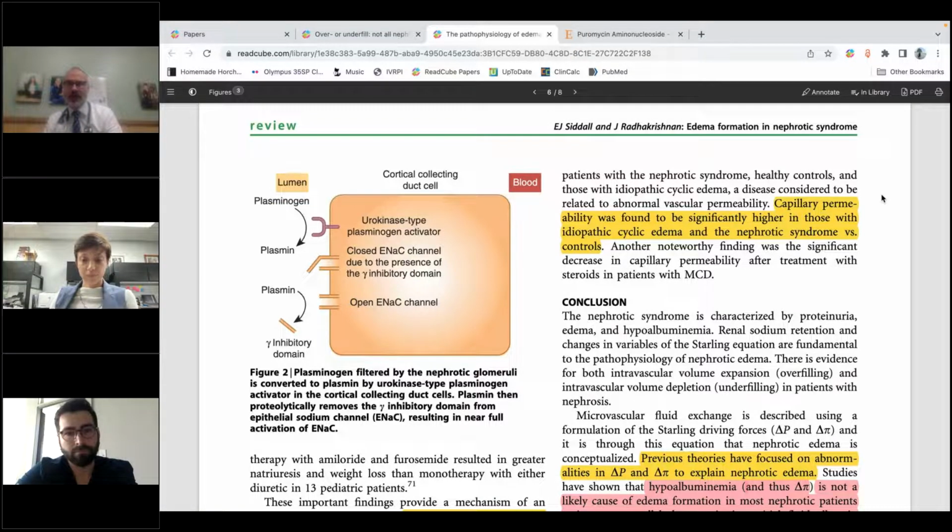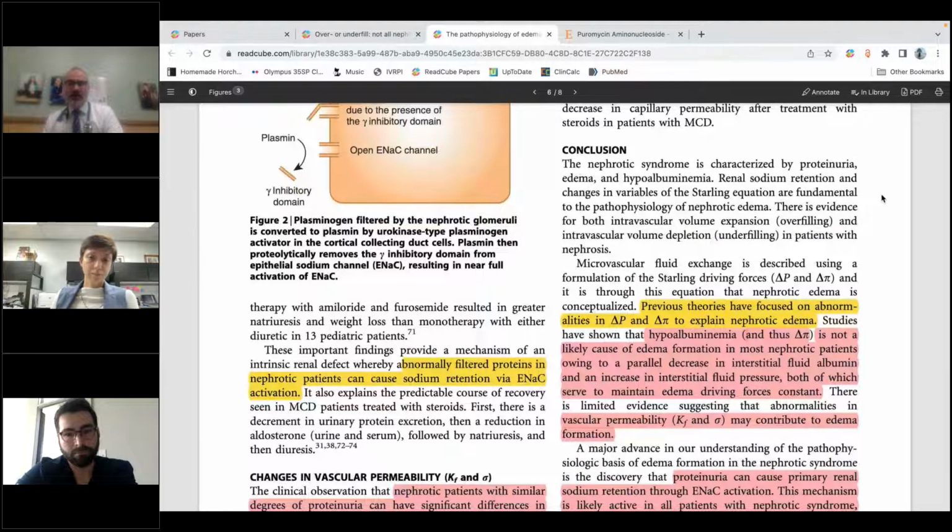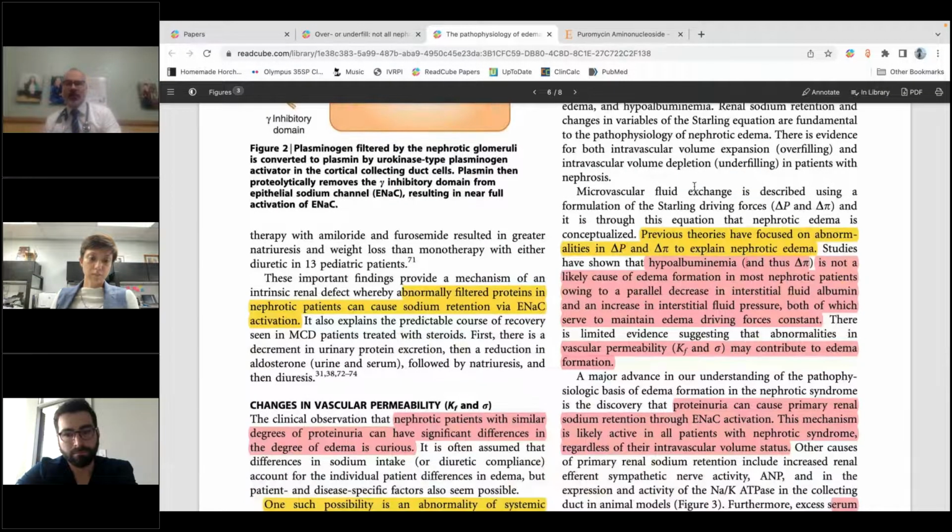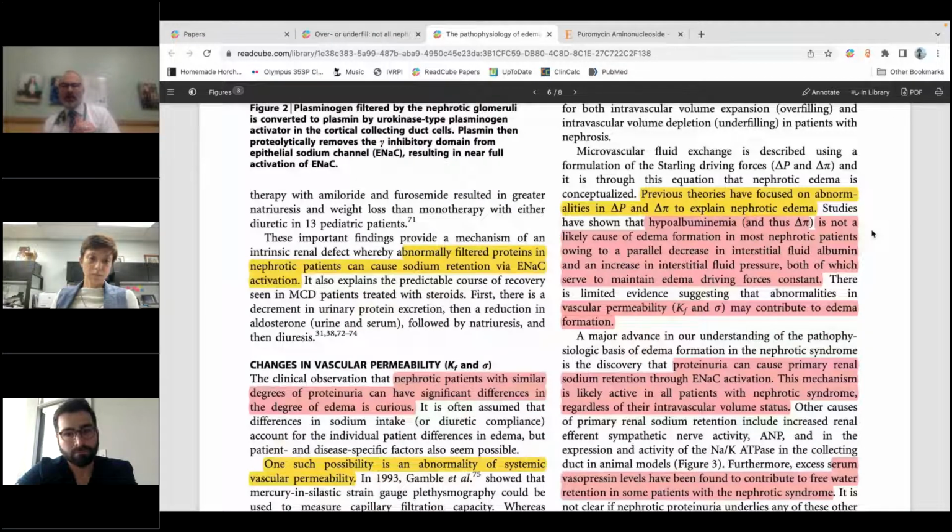And then this paper closes kind of summarizing what was found, showing that the previous evidence that we have has shown that abnormalities in the change in hydrostatic pressure and change in interstitial pressure to explain edema have not been perfect. And that hypoalbuminemia, and therefore low plasma oncotic pressure, does not seem to be a likely cause of edema in most patients because that interstitial oncotic pressure also decreases in parallel.